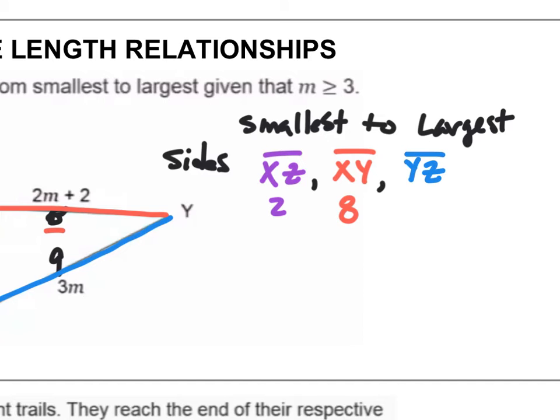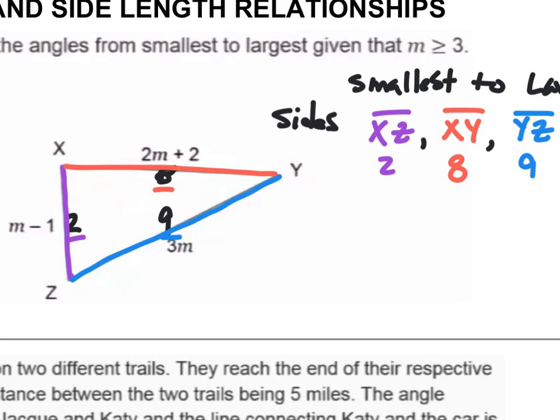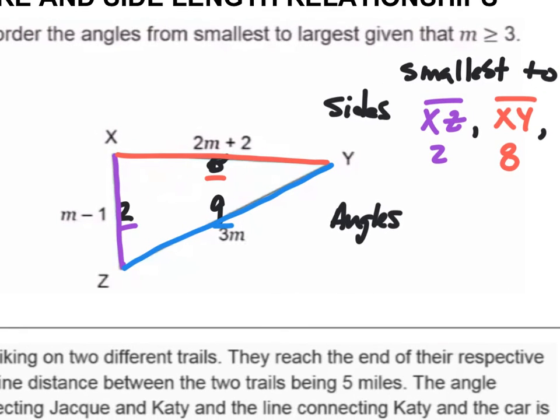So now what I want to do is do this for the angles. If I do it for the angles, then I'm going to ask, what's my smallest side length? That was XZ, so my smallest angle would be angle Y. And then if I look at my next largest, which was XY, I go to the opposite angle, which is angle Z.